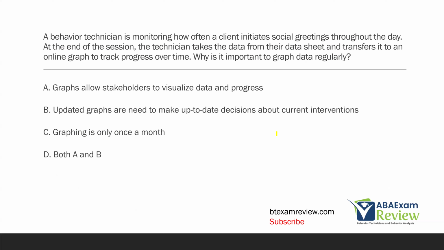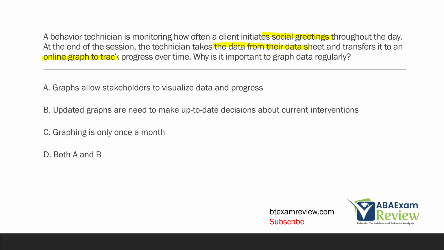But some of you may not. Some of you still may take data by hand or have to transfer data over manually. And in that case, it's very important because it's going to generate our graphs. So if we have a technician who's monitoring social greetings throughout the day, and then they take that data and transfer it to an online graph, why is that important?